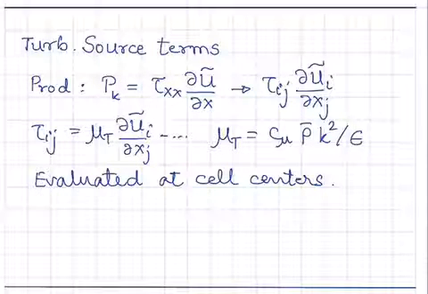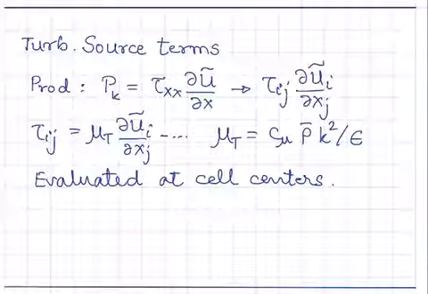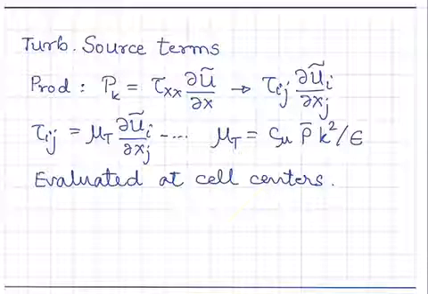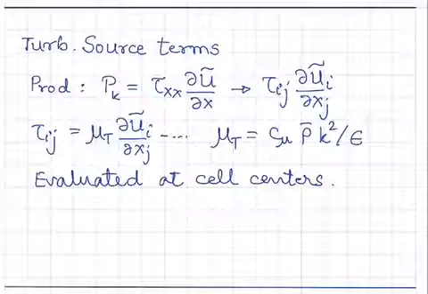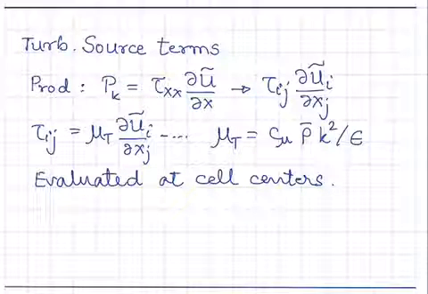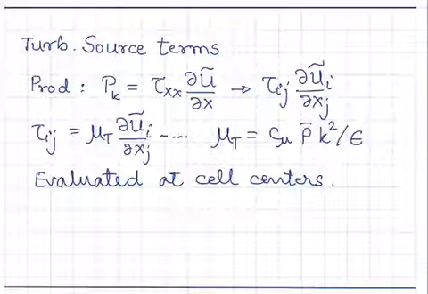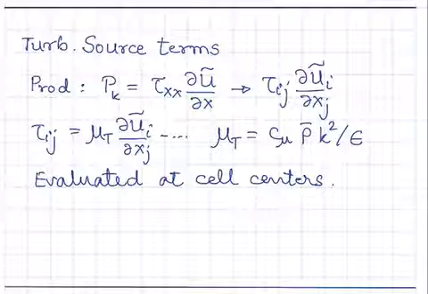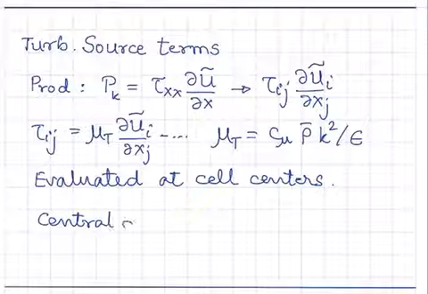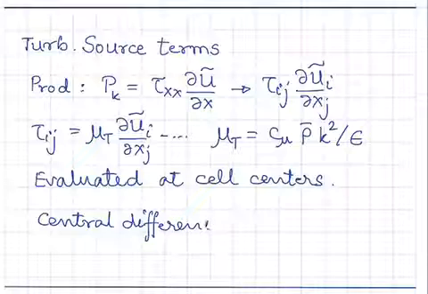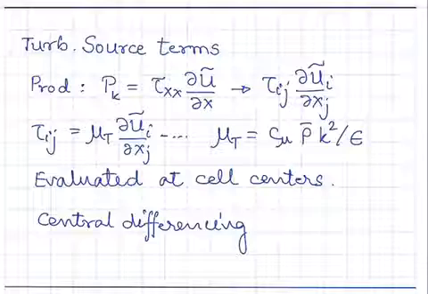For quantities like eddy viscosity, it is quite simple because rho, k, and epsilon are all stored at the cell centers. For derivatives, we have to look at the neighboring cells and find the appropriate direction and derivative. It may involve coordinate transformation if the grid lines are not in the x and y directions. Usually we use central differencing to compute the derivatives that go into the production terms.